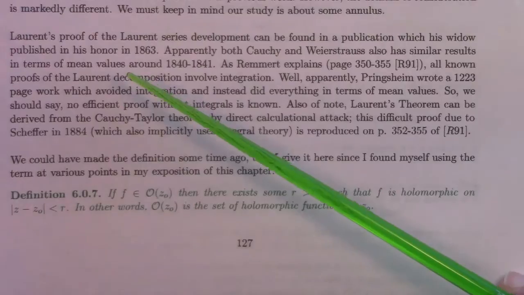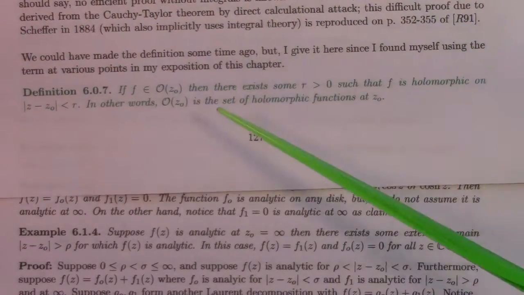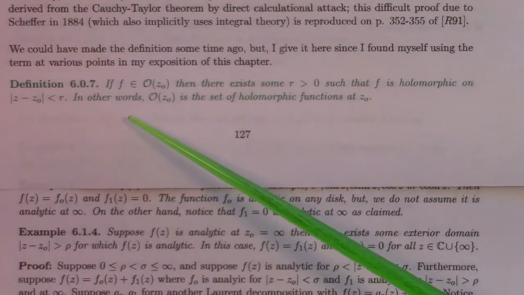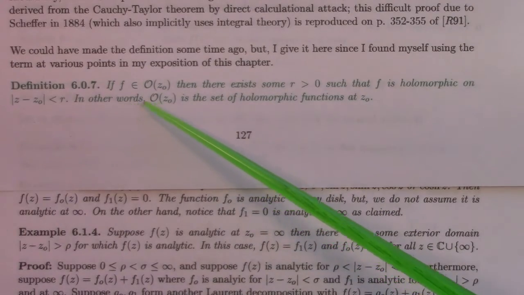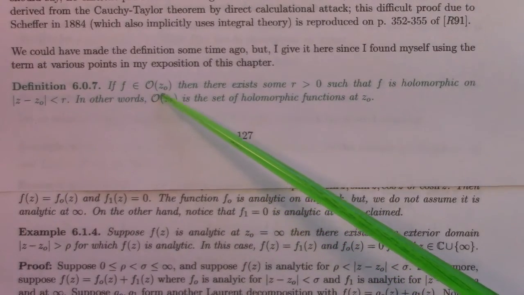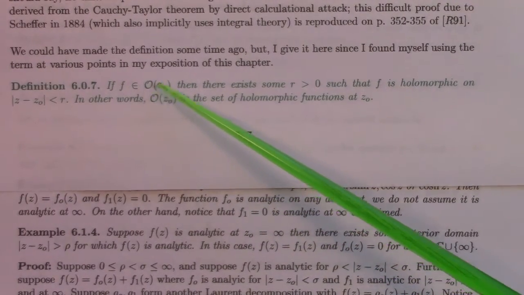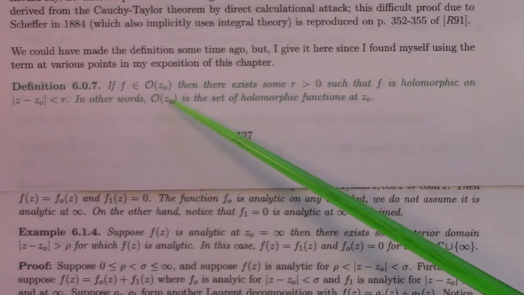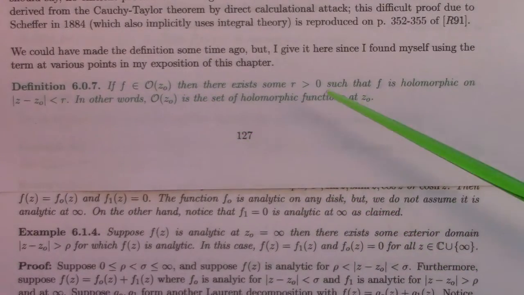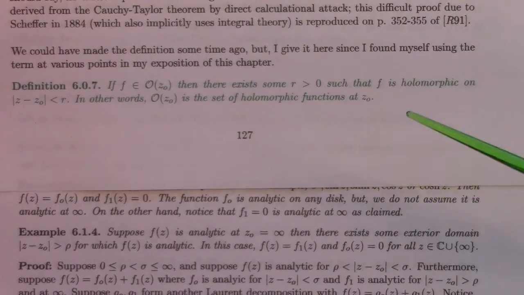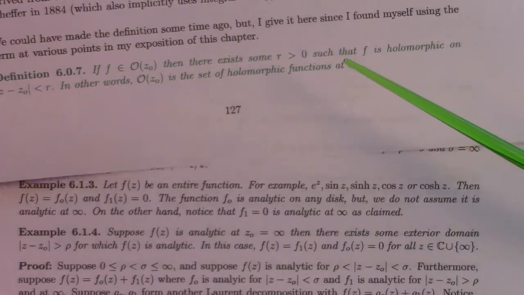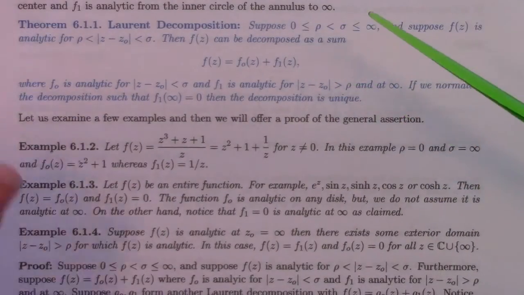All right, so let me go on here. First order of business is that we're introducing this notation. f is an element of holomorphic at z naught. Holomorphic at z naught, let's say, means that there's some open disk on which the function's holomorphic. In other words, it's complex differentiable on some open disk.